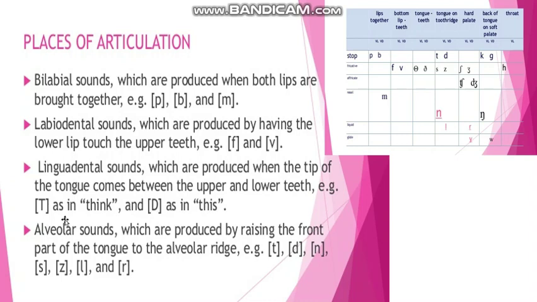So the upper and lower teeth are together, as in think and this. Then alveolar sounds, which are produced by raising the front part of the tongue to the alveolar region. So it's deeper inside your mouth, and it's called the alveolar ridge. So the upper part of the mouth is called the alveolar.